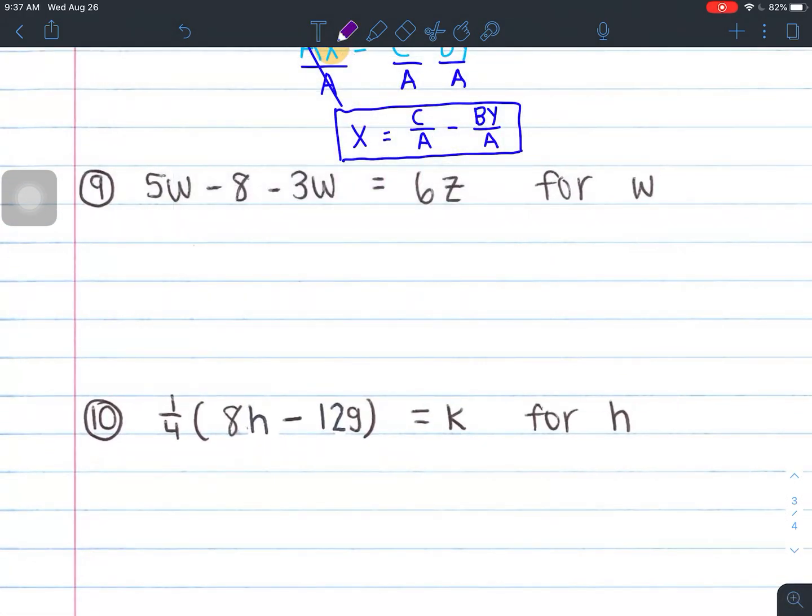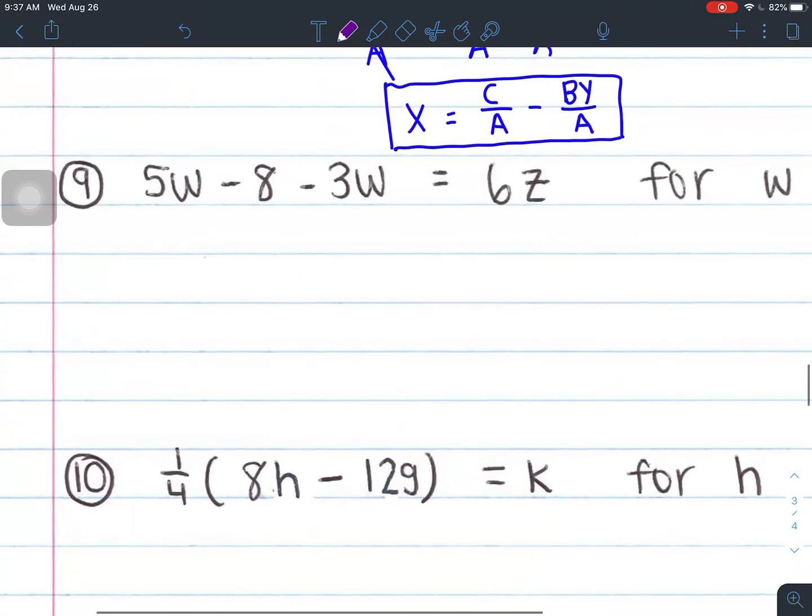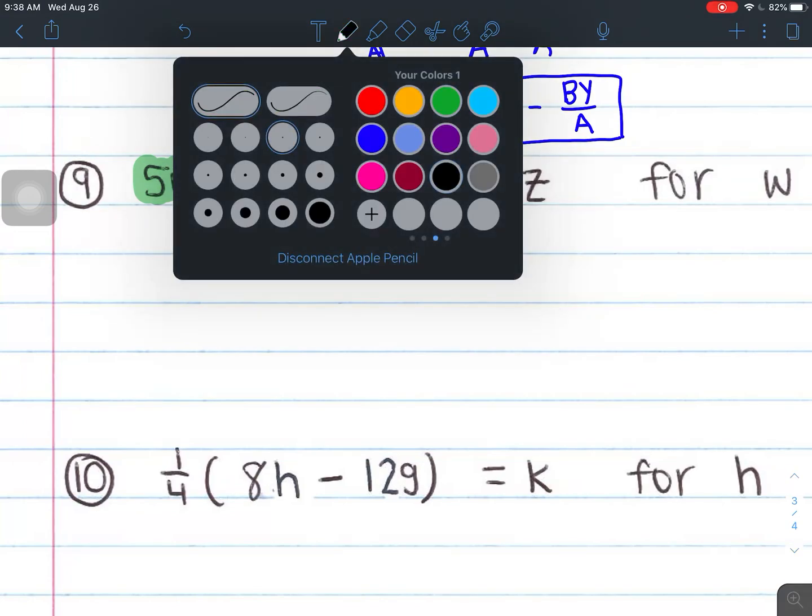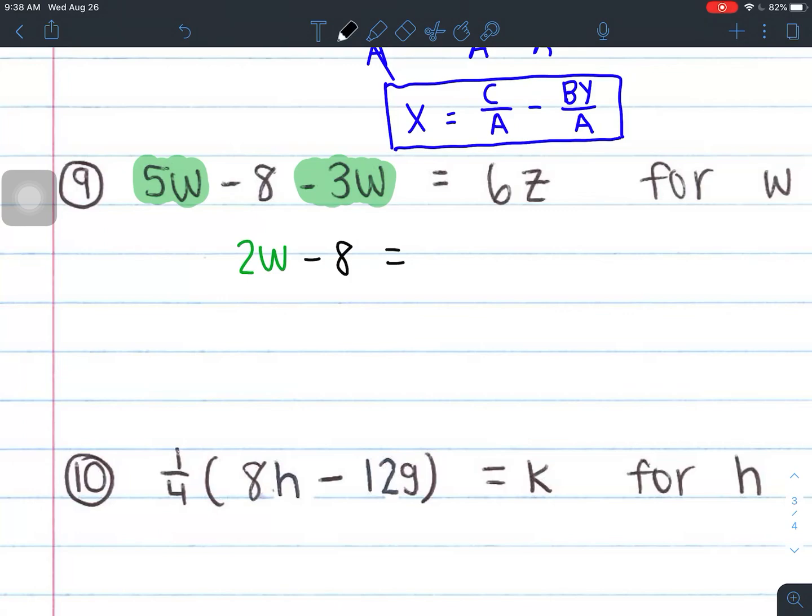All right. Number 9, 5w minus 8 minus 3w equals 6z. And we're asked to solve for w. So the first thing I notice here is I actually have two w's. And what else? They're on the same side. So what can I do? I can combine them. 5w and negative 3w are like terms. So 5w minus 3w gives me 2w. And then I have minus 8 equals 6z.